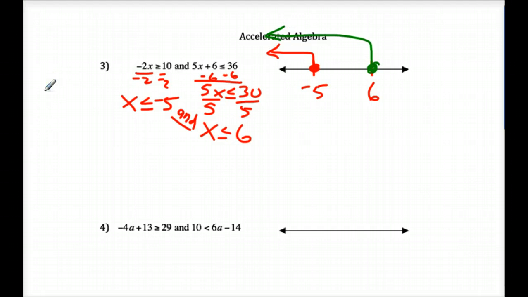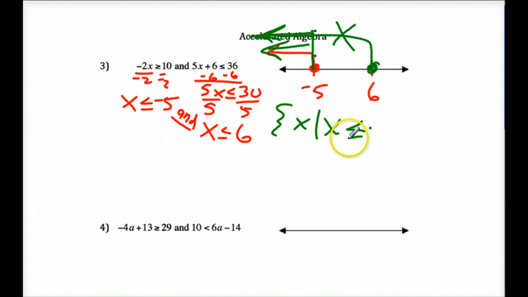Where's the overlap of the red and the green? Nico, do you know what the word overlap means? When they're on top of each other? Where's the overlap of those two? Here and over. So that doesn't matter. The solution is just all x such that x is less than or equal to -5.